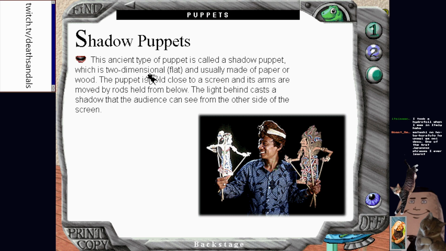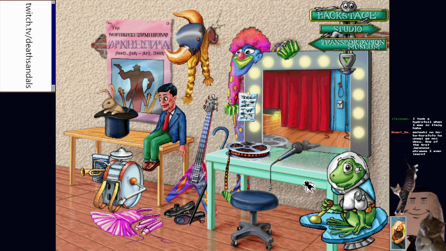This ancient type of puppet is called a shadow puppet, which is two-dimensional. Ah, yeah, they're big in Thailand and stuff like that, aren't they? Okay. So just movie, yeah, any cool movies you want to show us?